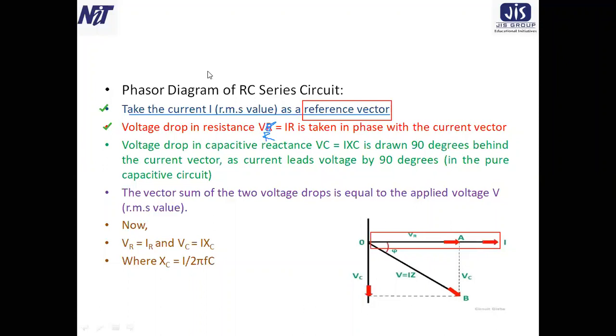Now move to step 3. What is step 3? Take a look. Voltage drop in capacitive reactance, Vc equals I Xc. You already know this. Actually, this Vc is V suffix C, I is the current across the circuit, and Xc is the capacitive reactance. And we already know that the voltage drop across the capacitor, Vc, equals I Xc, is drawn 90 degrees behind the current vector. So we draw it 90 degrees behind the current vector.